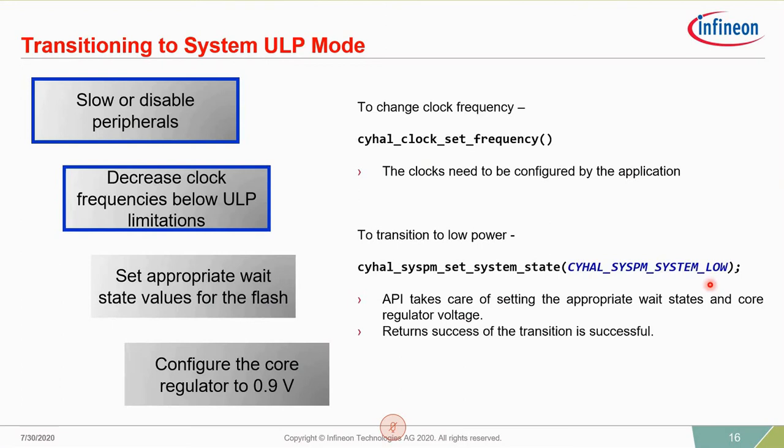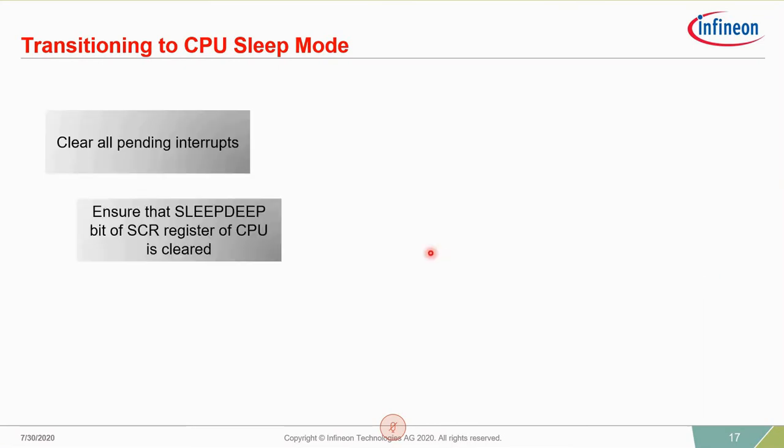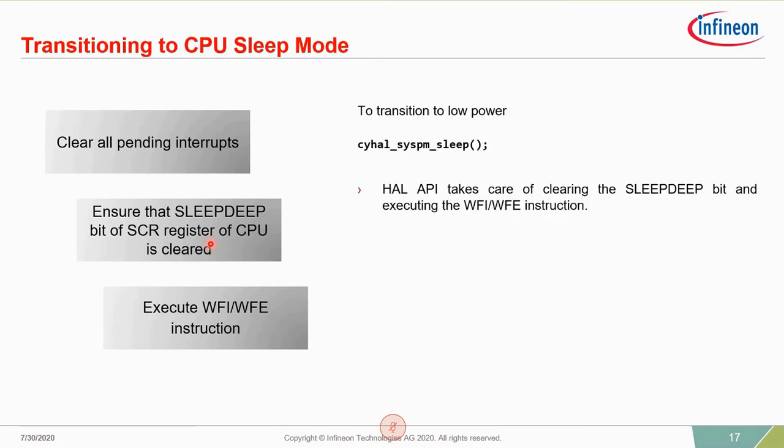Now to transition to CPU sleep mode, first we'll need to clear all pending interrupts and ensure that the sleep deep bit of the SCR register is cleared. Next, we need to execute the WFI or WFE instruction to transition the device to low power mode, CPU sleep mode. And for all of this, we can use a ready-made HAL API, and this will take care of transitioning the device into CPU sleep mode.